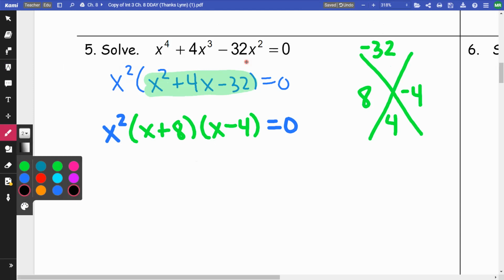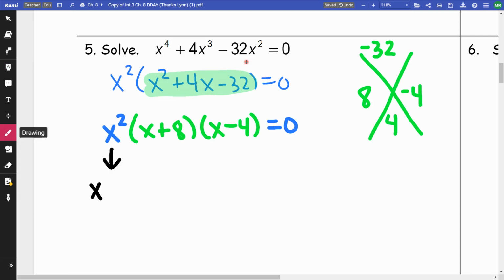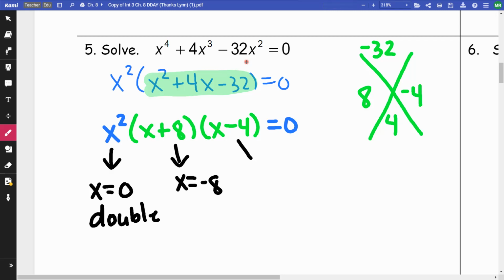And then I'm going to solve. Now, when I'm solving, this here is going to give me x equals 0 when I set that equal to 0. And it's actually a double, okay, because of the x squared. I am going to get x equals negative 8, and I'm going to get x equals 4. So it looks like I got 3 answers, but it is a degree 4. But notice this one was really 0 twice. This was a double. So I have 0 twice, I have negative 8, and I have 4.